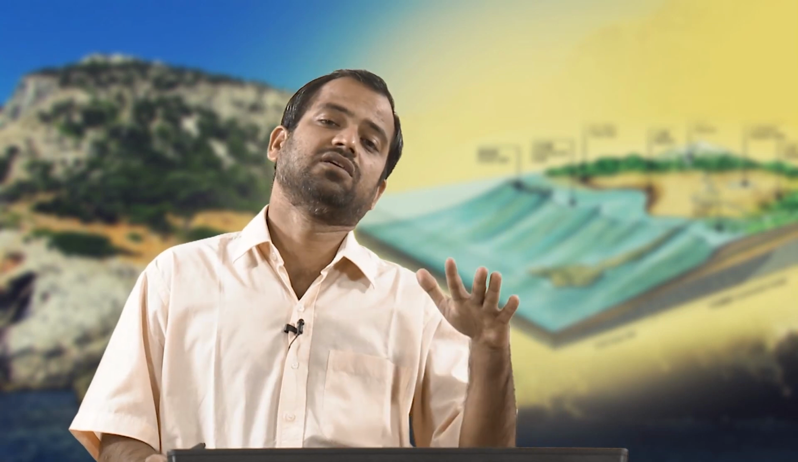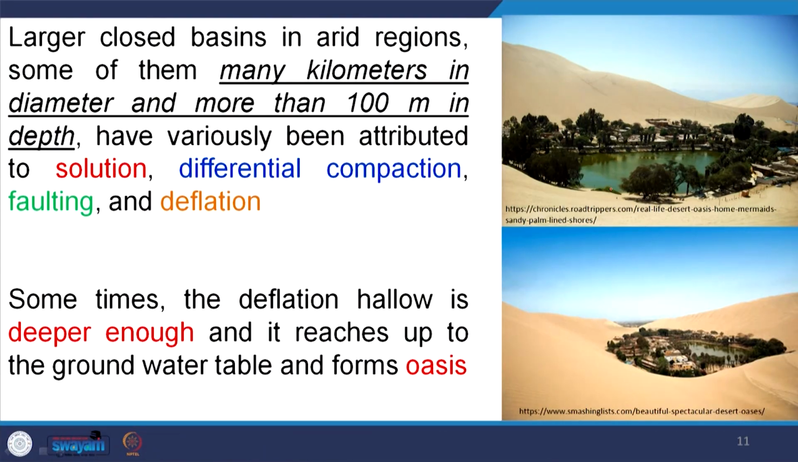So, this blowout depth, maximum depth is up to this water table depth. Sometimes the water table is exposed and is forming an isolated pond, that is called oasis. Larger closed basins in arid region, some of them many kilometers in diameter and more than hundreds of meters in depth, have variously been attributed to solution, differential compaction, faulting and deflation.